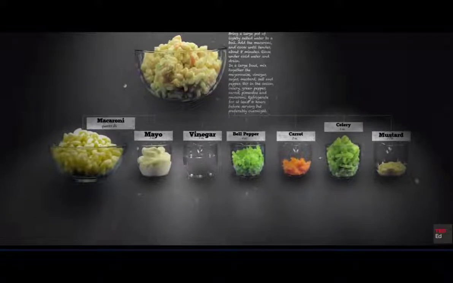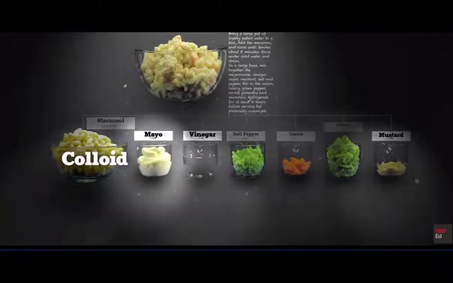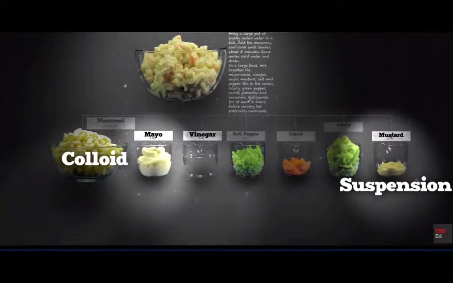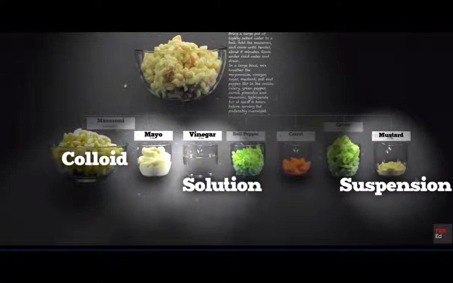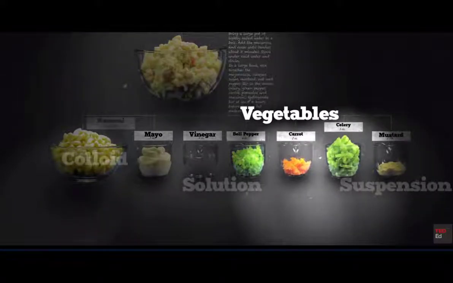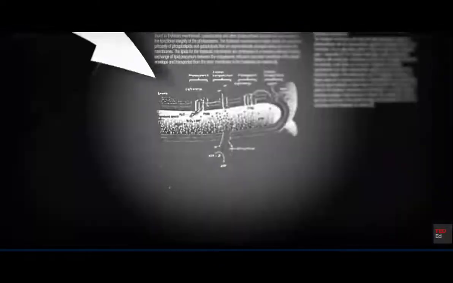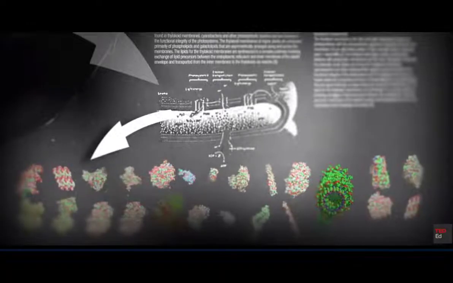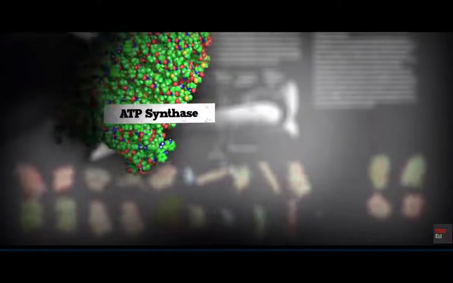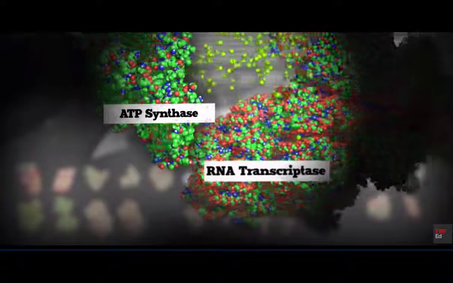So, let's get back to macaroni salad. You've got colloids like mayo, suspensions like mustard, and solutions like vinegar. But you've also got celery, shallots, and all other vegetable chunks that are also part of the salad. These aren't mixtures really, but we can break them up, just like a TV can be broken up into smaller and smaller complex component parts. In the case of vegetables, if you keep breaking things up, you'll eventually end with thousands of complex organic molecules. Things like ATP synthase, and RNA transcriptase, and water.